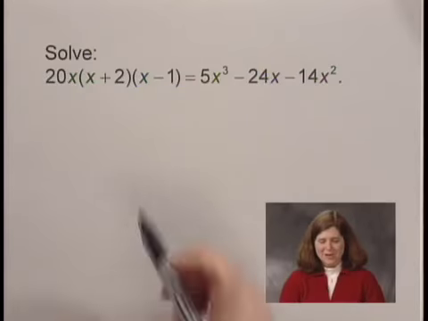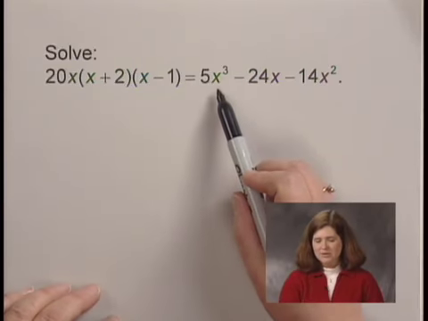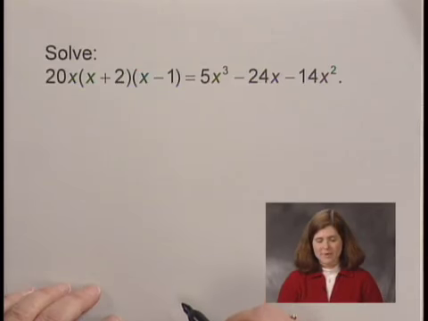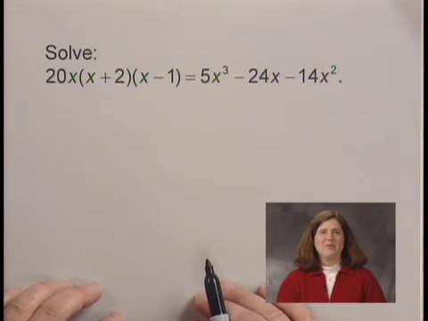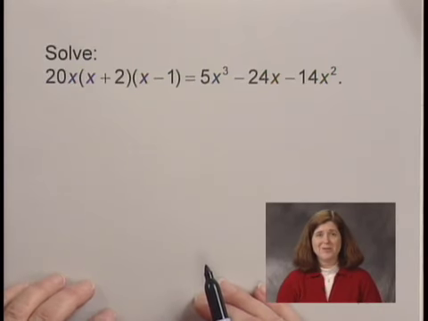In this problem, we'll solve an equation. We'll solve the equation 20x times (x plus 2) times (x minus 1) equals 5x cubed minus 24x minus 14x squared. Although this looks complicated, when we work through it step by step, we'll be able to solve it using techniques that we already know how to do.